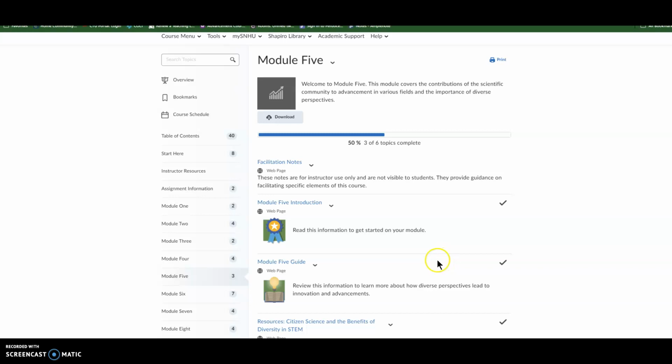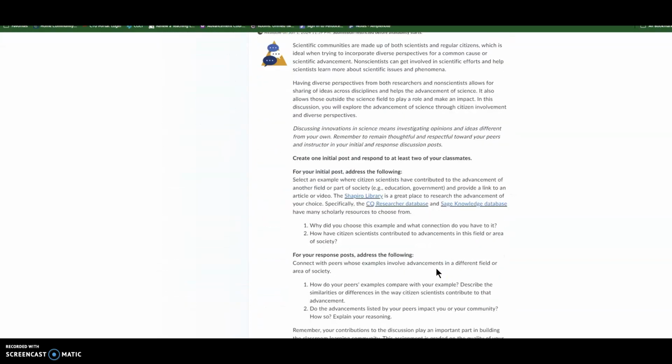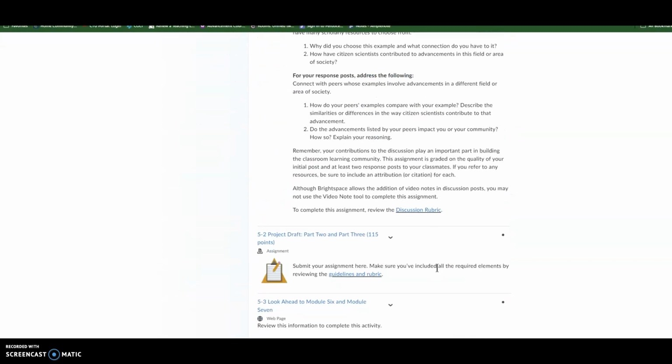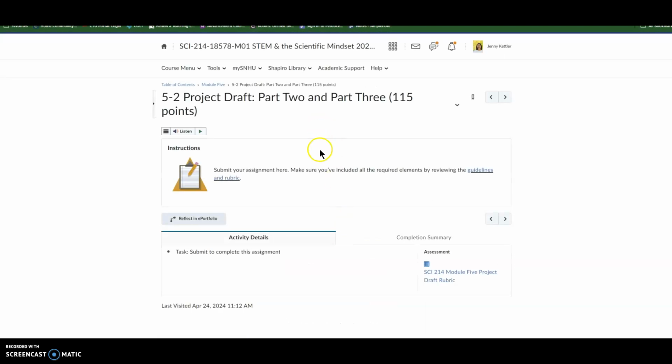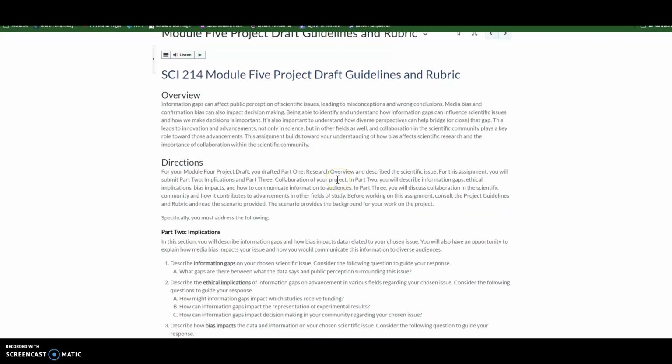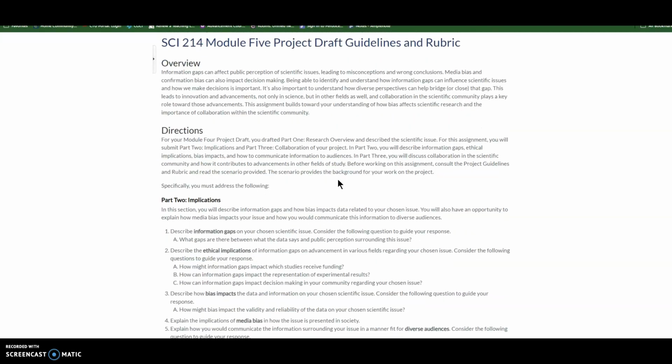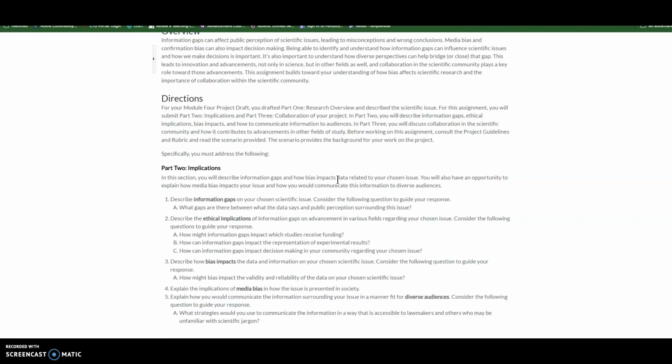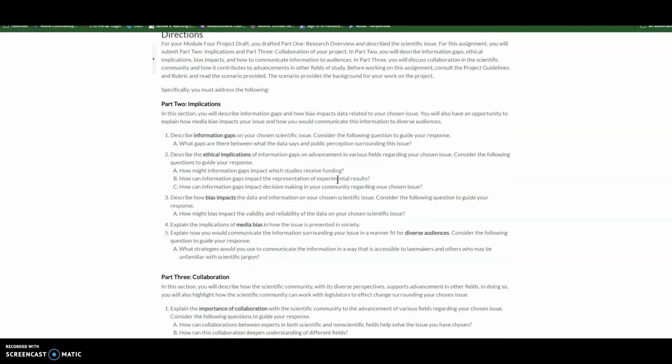We're going to go over the project that you have to complete in this module. This one is a little bit more involved than the previous ones. There's a lot more questions to answer. When you click on the link, it'll take you to the guidelines and rubric, and you're going to want to review that. Now remember, you're still using your same scientific topic, and in this module the project has been broken up into two parts.